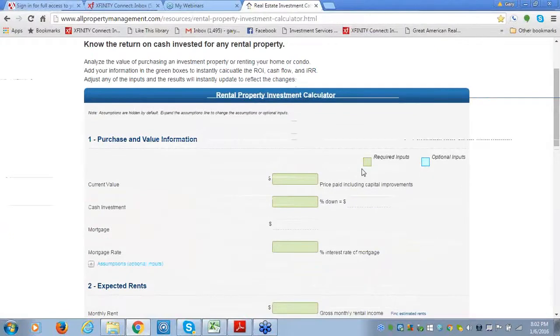Everybody got this? The link is called allpropertymanagement.com/resources/rental property investment calculator. I'll leave that up there for a while, but everybody should have gotten this with your initial information on the training program. So let's see, current value.